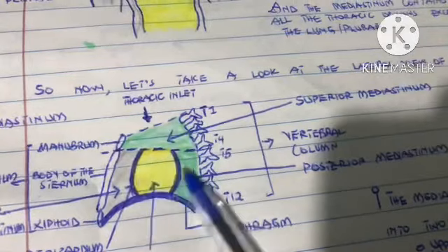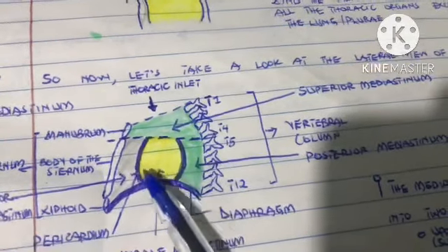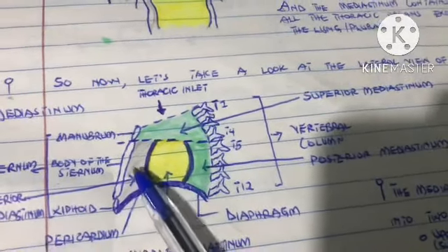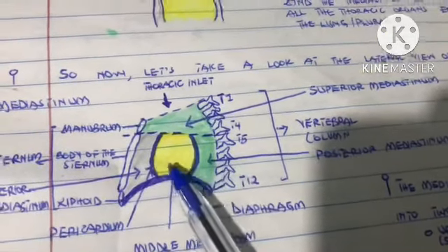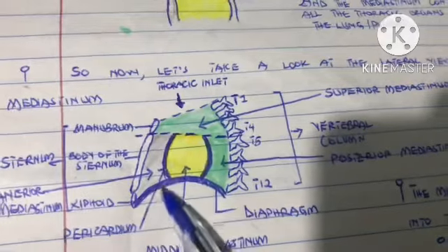Looking at the inferior mediastinum, you can see that it is further divided into three parts: here, here, and here. And it is done by the pericardium.